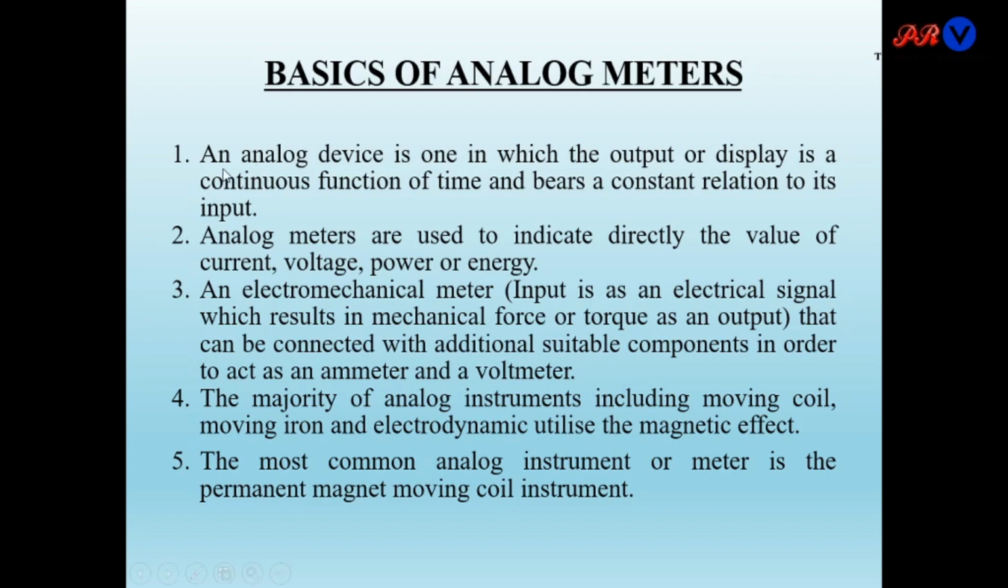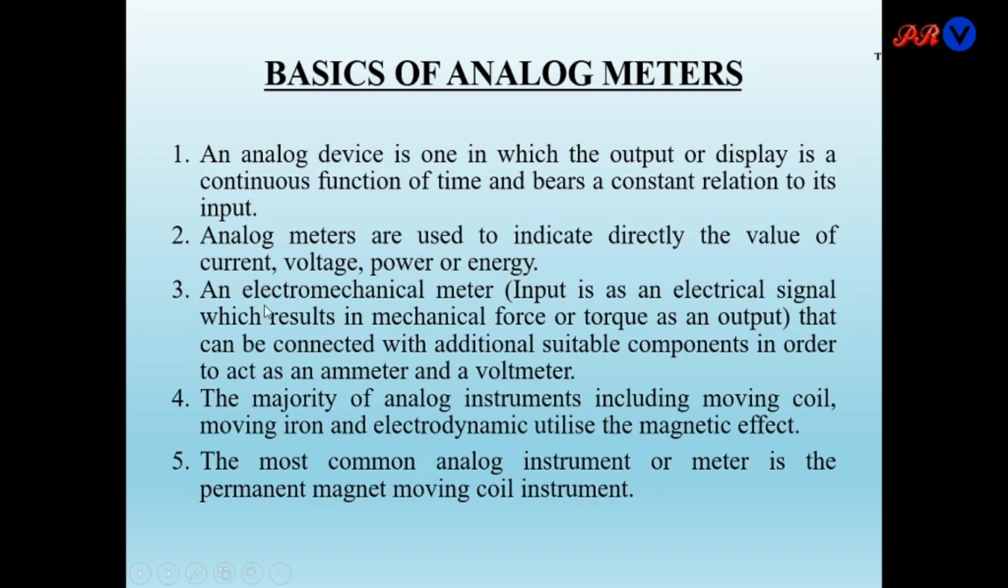First point, an analog device is one in which the output or display is a continuous function of time and bears a constant relation to its input. Means in an analog device the output is a continuous function of time. It will vary continuously with time. Second point, analog meters are used to indicate directly the value of current, voltage, power or energy. They directly indicate these values: current, voltage, power and energy.